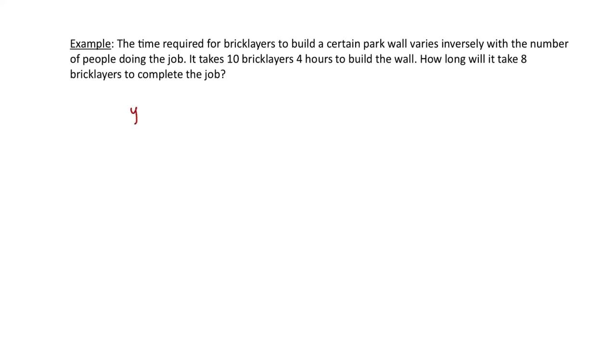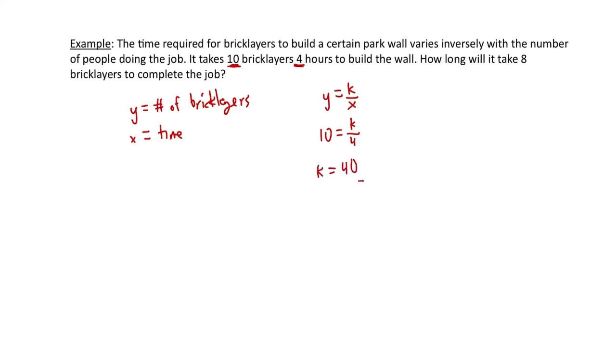Now we have to define some variables. Let's let y be the number of bricklayers. By the way, you don't have to use x and y. You could use maybe b for number of bricklayers, and we'll let x be time. You could maybe use t for time. But let's just keep using y and x here. So we have y equals k over x, because we're told it's inverse variation. Now we also have that y is 10 when x is 4. So we're going to plug in 10 for y and 4 for x. If we multiply both sides by 4, we're going to get k equals 40. What this is really telling us is that it takes 40 man-hours, or person-hours, to do this job.